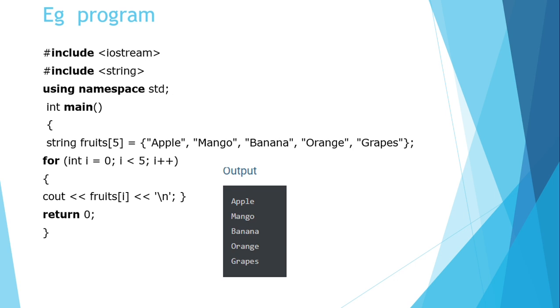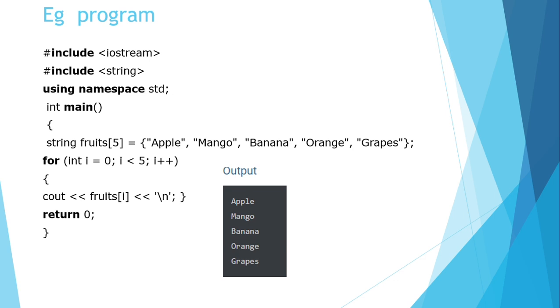For int i equal to 0, i less than 5, i plus plus. Then in curly braces, cout fruit. To display the array elements, we call the array. Initially i is 0, so fruit of 0 means the array element apple will be displayed. Then i is incremented, so i is equal to 1. Fruit of 1 is mango. Then i is incremented to 2.